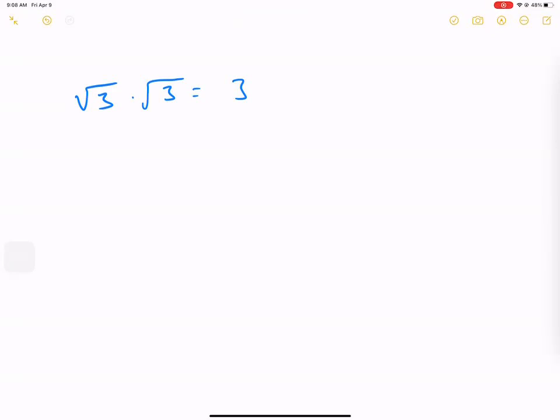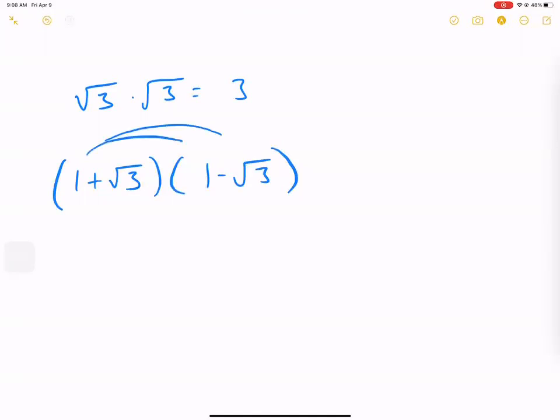We were given a problem with conjugates, and if we had 1 plus square root of 3, and you multiplied it by the conjugate 1 minus square root of 3, let's see what happens. 1 times 1 is 1, and 1 times negative square root of 3 is minus square root of 3. And then over here, square root of 3 times 1 is square root of 3. And square root of 3 times square root of 3 is square root of 9. Let's simplify this.